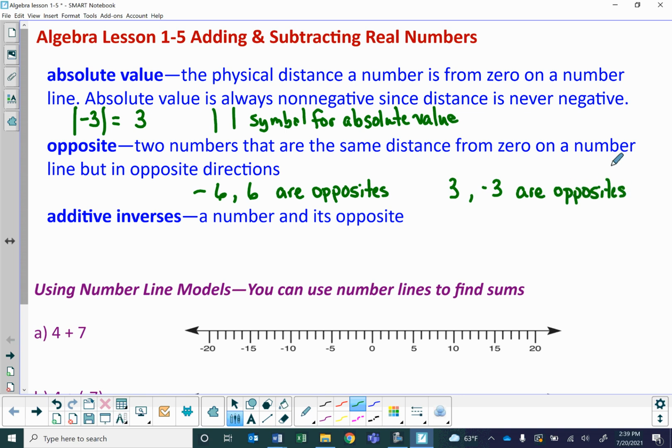And sometimes people refer to an opposite as an additive inverse. Additive inverse is a number and its opposite. But basically an opposite and an additive inverse are one and the same thing.